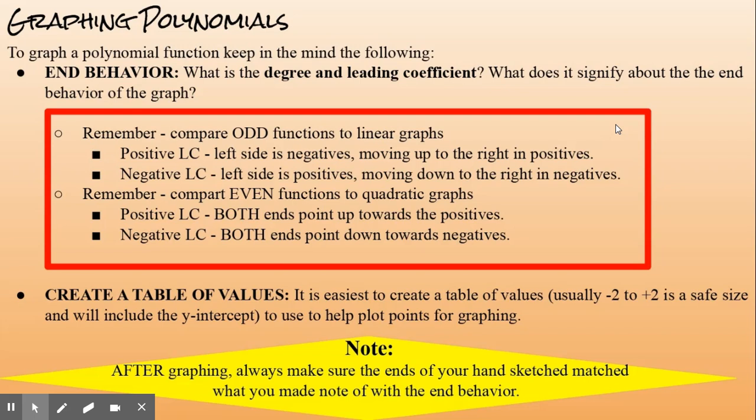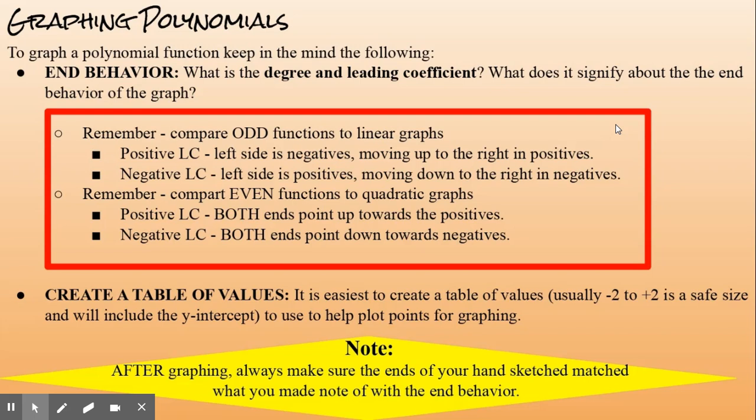We're then going to just create a table of values. It's going to be easiest for us to do -2 to +2, I consider the safe zone. It's going to include a y-intercept on there. Gives you some good variety of points. And then you just plot those points. Obviously, if something is way too big for your graph, you just will skip that point, but know that it's moving in the direction of wherever that value was. And you'll just estimate any decimal values that you might come up with.